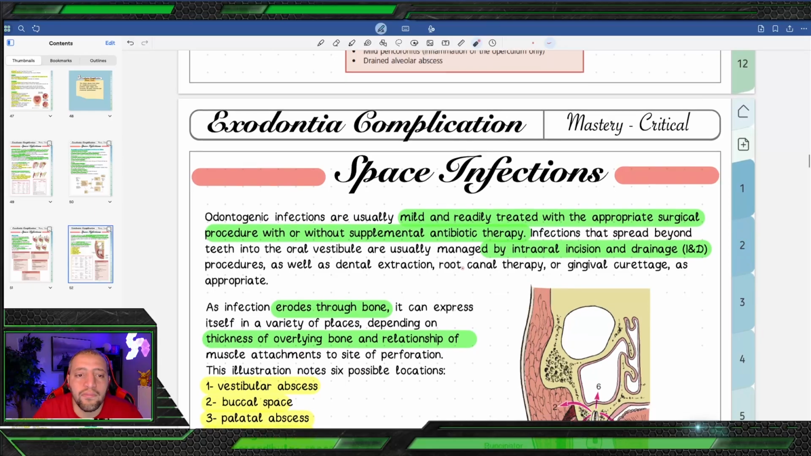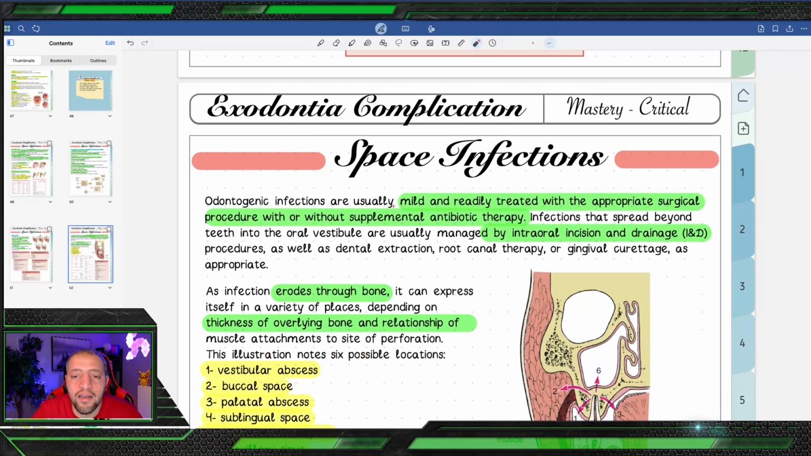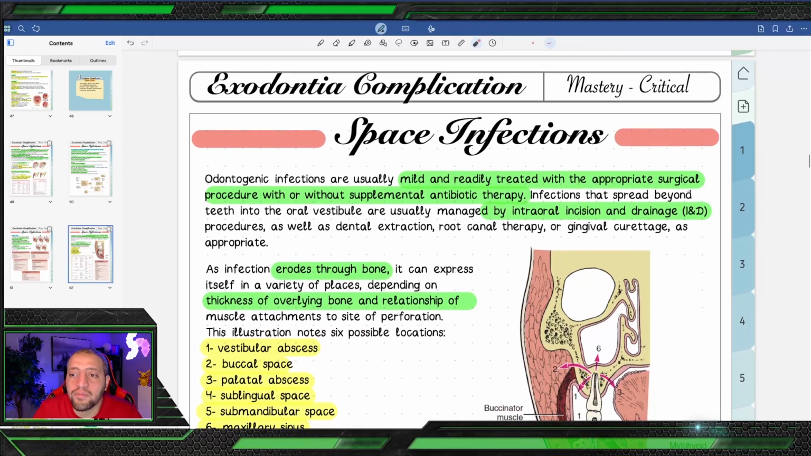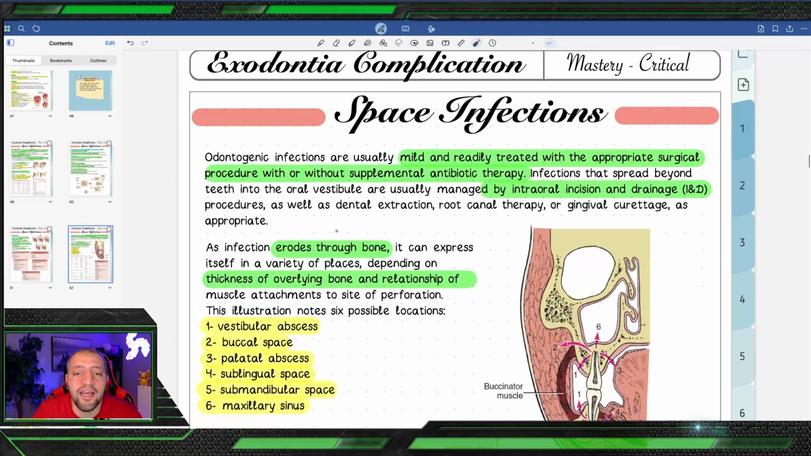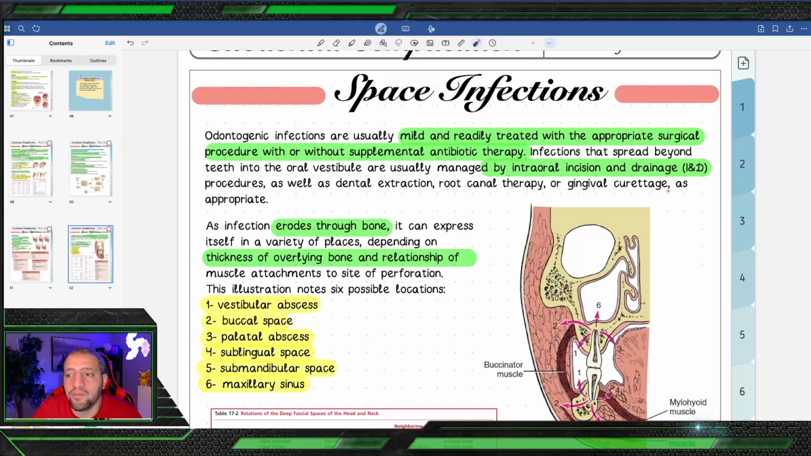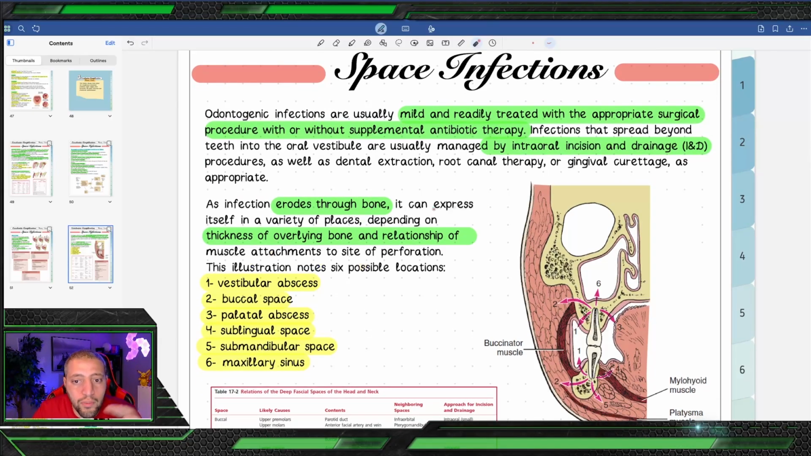Odontogenic infection is usually mild and readily treated with an appropriate surgical procedure, with or without supplemental antibiotic therapy. Infection that has spread beyond the teeth into the oral vestibule is usually managed by intraoral incision and drainage, as well as dental extraction, root therapy, or gingival curettage as appropriate. As infection erodes through bone, it can express itself in a variety of places depending on the thickness of the overlying bone and the relation of the muscles of mastication.